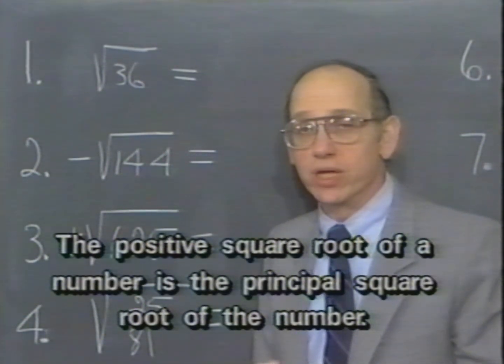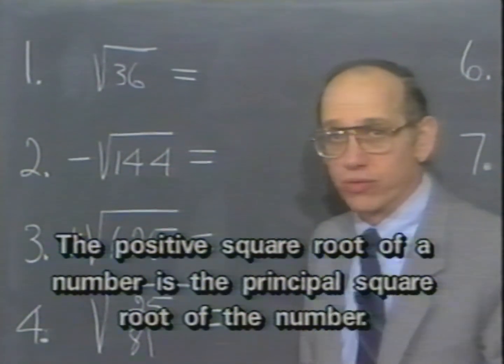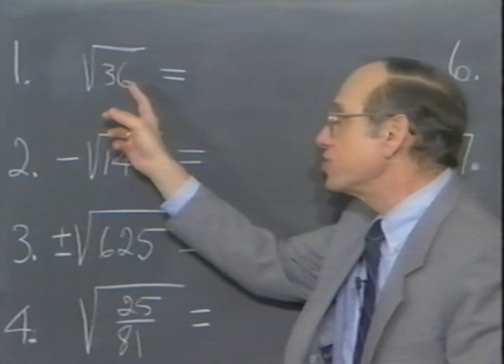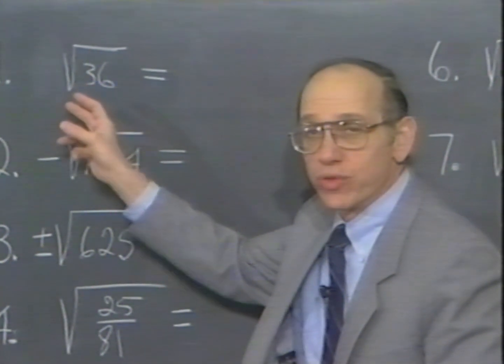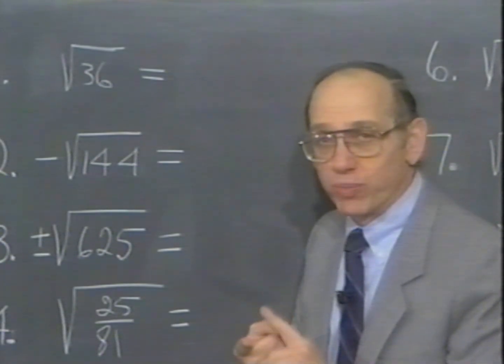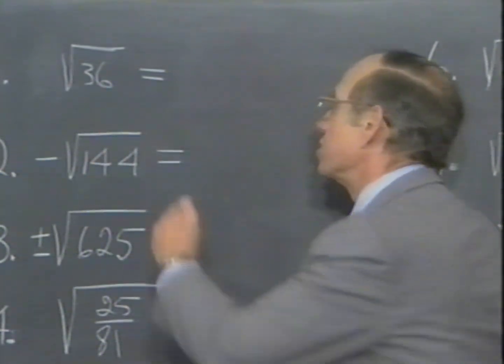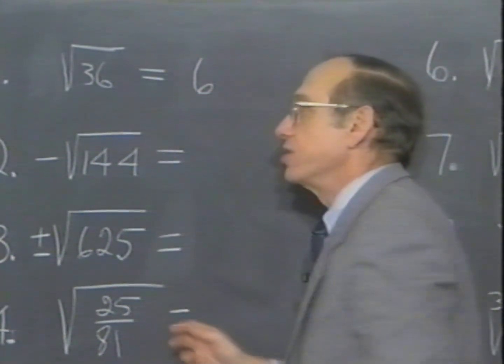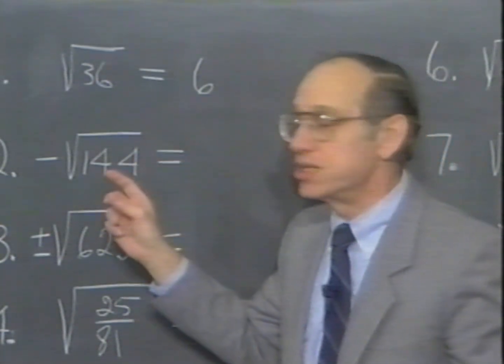The positive square root is called the principal root. So the positive square root, the positive number such that that number multiplied by itself gives you 36, is simply 6. So the square root of 36 is 6.